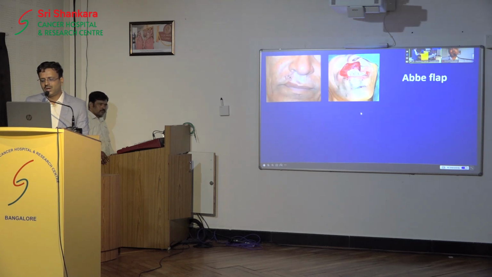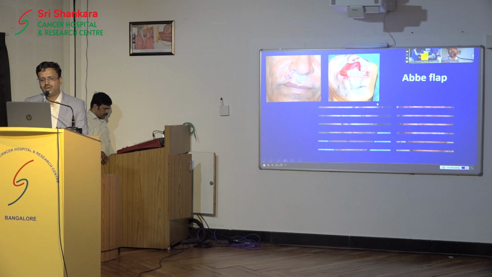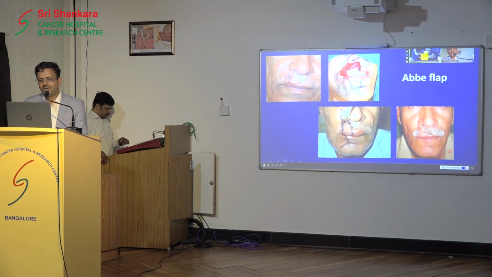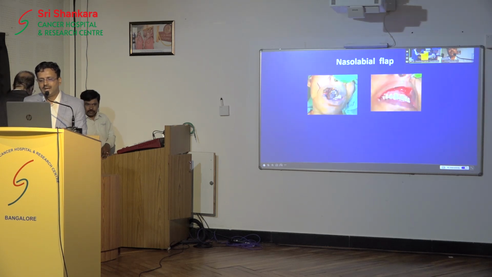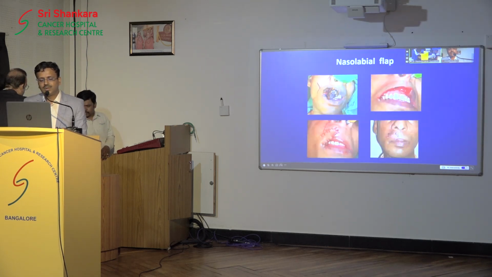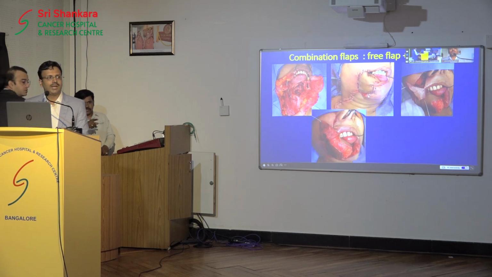So for a pure localized lip defect, we can use flaps like the Abbé flap. This is a midline upper lip defect, where we are using an Abbé flap. For lateral defects or bigger defects, we can use the Gillies fan flap, and sometimes for a combined defect, it may be good to use a free flap along with a local flap.